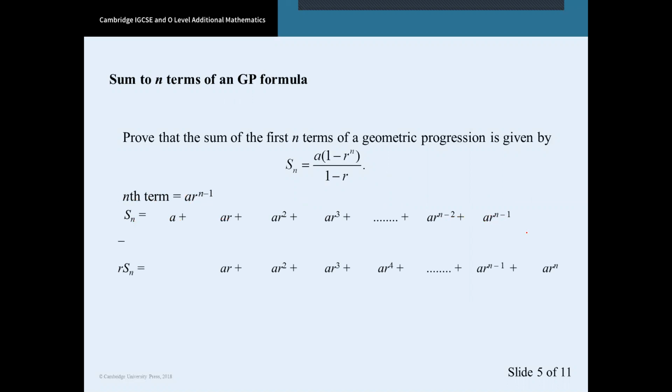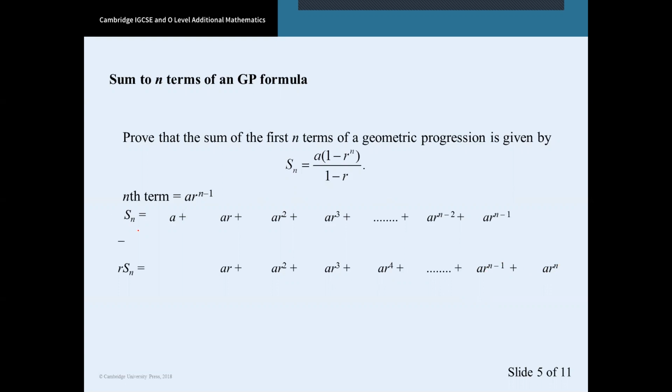Now this is how the proving works. I'm going to get another sequence that is going to be multiplied by r. So you have r times Sn. Because of the r over here, the first term will start from ar instead of a. So you have ar plus ar squared plus ar cubed plus ar to the power of 4 plus dot dot dot plus ar to the power of n minus 1 plus ar to the power of n.